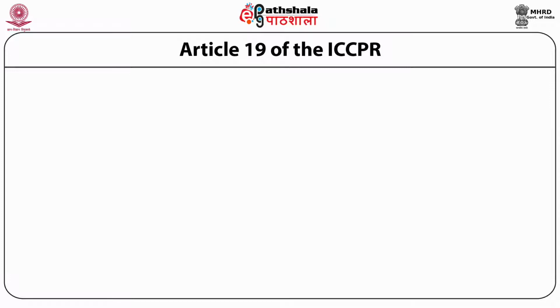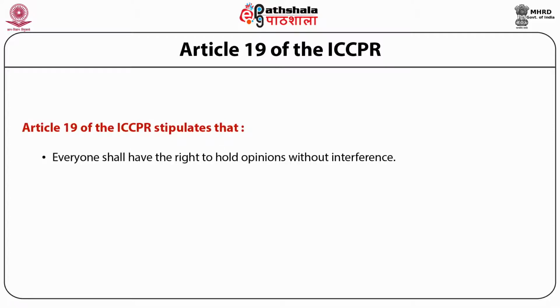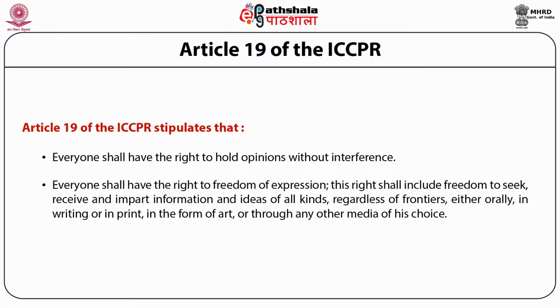Now let's come to the all-important Article 19 of the ICCPR. Article 19 of the ICCPR stipulates everyone shall have the right to hold opinions without interference. Article 19 Clause 2 stipulates everyone shall have the right to freedom of expression. This right shall include freedom to seek, receive, and impart information and ideas of all kinds, regardless of frontiers, either orally, in writing, or in print, in the form of art or through any other media of his choice.